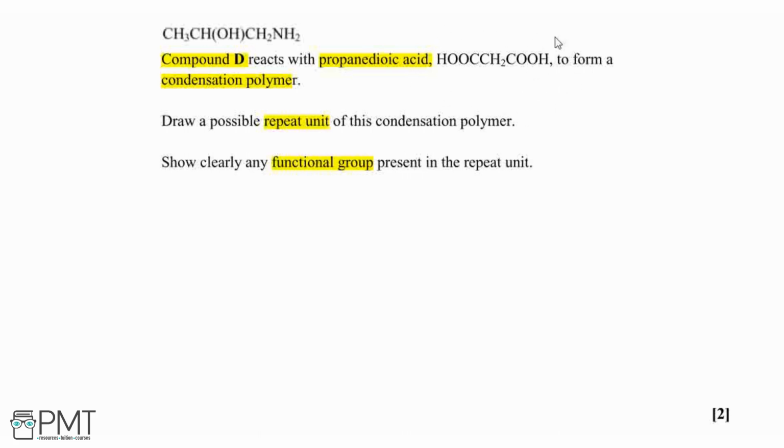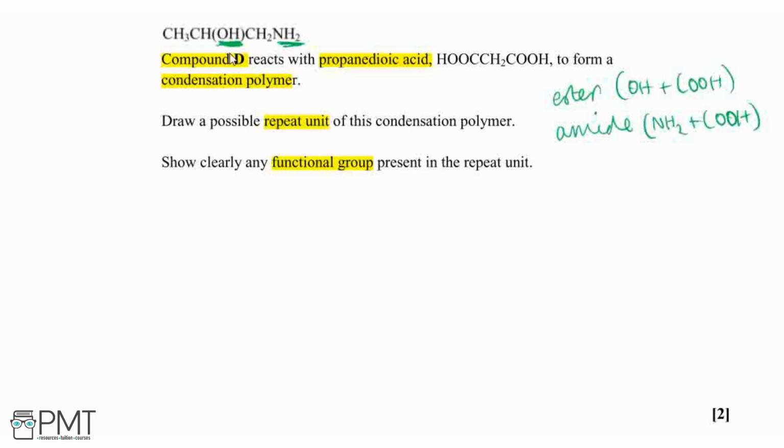So with our propane dioic acid, this is where we've got a carboxylic acid group at either end of the molecule. And this can react in two places on our molecule of compound D. It can react with the alcohol group here to form an ester, or with the amine group here to form an amide. So we're going to have an ester group and we're going to have an amide group in our compound. So this is from our OH and our carboxylic acid, and this one's from our amine and the carboxylic acid as well. So there are actually two possible repeat units for this condensation polymer.